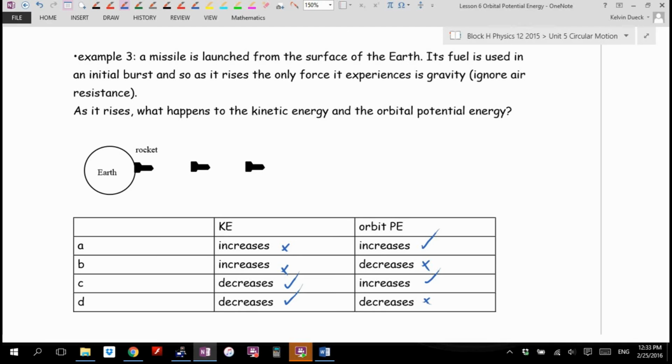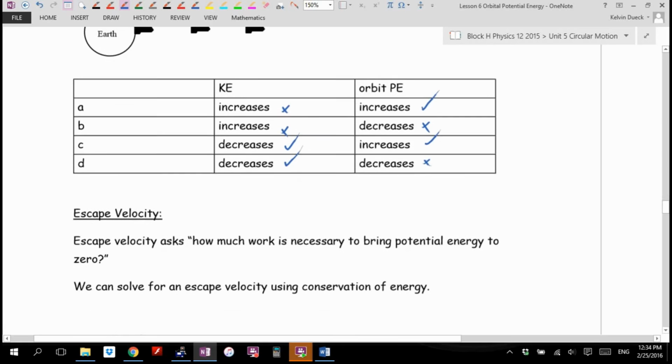You can get a velocity such that the gravitational field of the planet that you're leaving has lost you. Now, you're not going to fall back down anymore. Anything faster than that would mean not only are you not going to fall back down, you'll have some velocity left over to keep going. This is escape velocity.